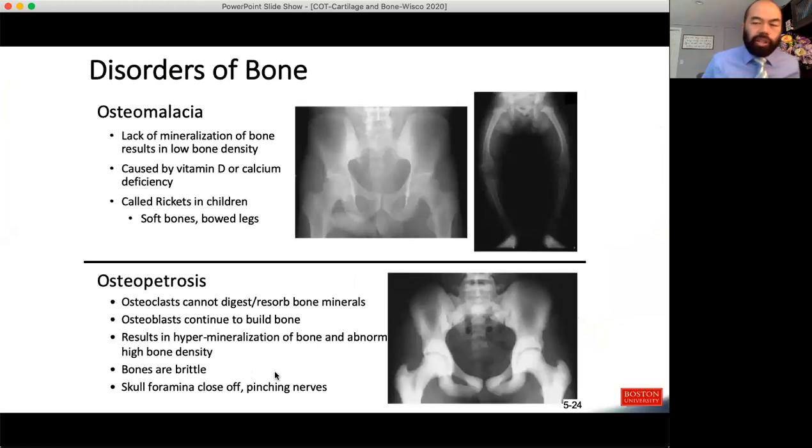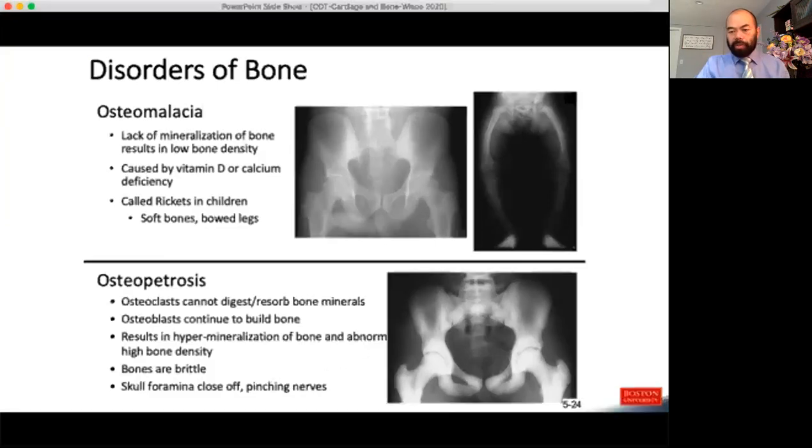All right, so let's switch gears for a second. Here are some disorders of bone. So in osteomalacia, the osteoid that the osteoblasts are laying down and maintained by the osteocytes doesn't calcify. So you have a deficiency in vitamin D or calcium, which can cause these bowed legs. This is called rickets, colloquially. In children, the bones are soft, the legs bow. You don't have that typical structure. In fact, you can see here in the pelvis and the plates of the ilium that there's this radiolucent part, and that's because you don't have as much matrix in that region.